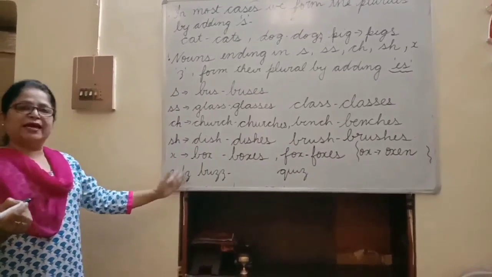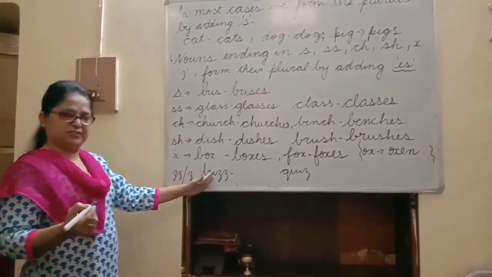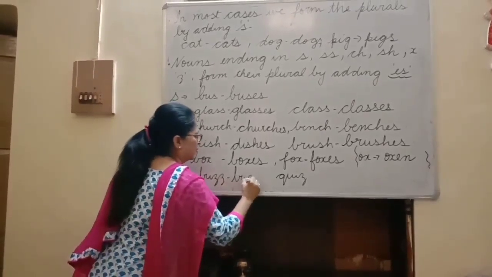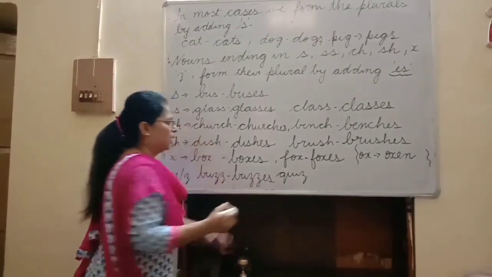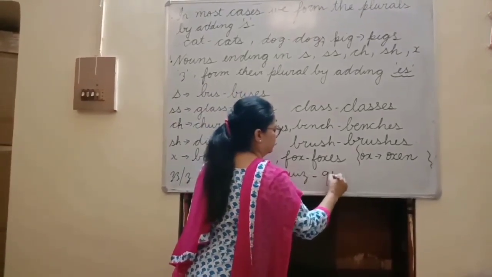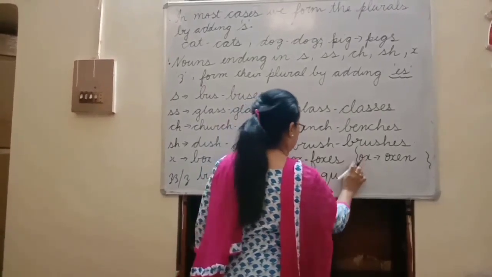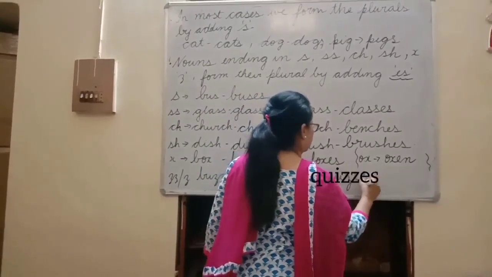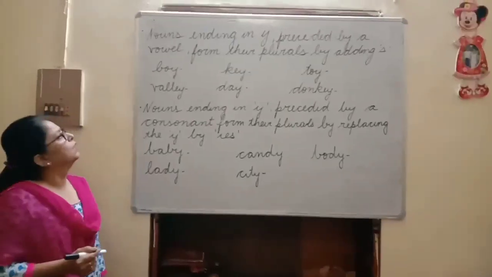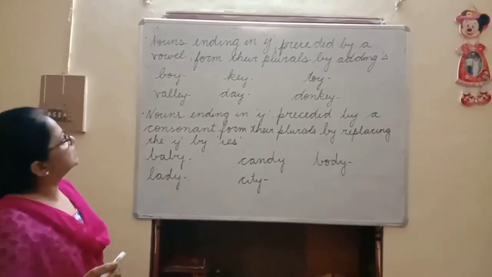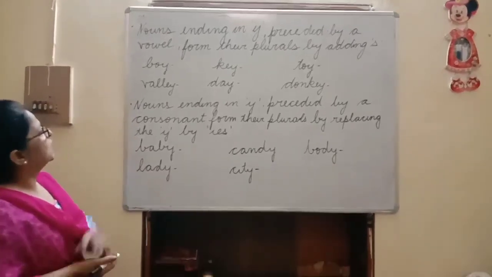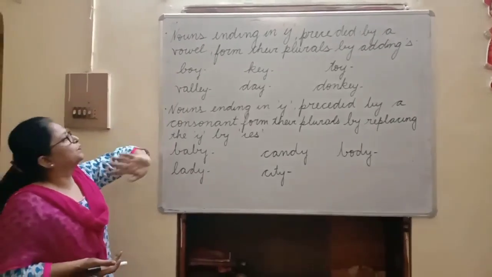Words ending in z and double z. For example, we have buzz. Buzz becomes buzzes. Quiz becomes quizzes. Now we come to rule 3. Nouns ending in y preceded by a vowel form their plurals by adding s. Now see this word, boy.